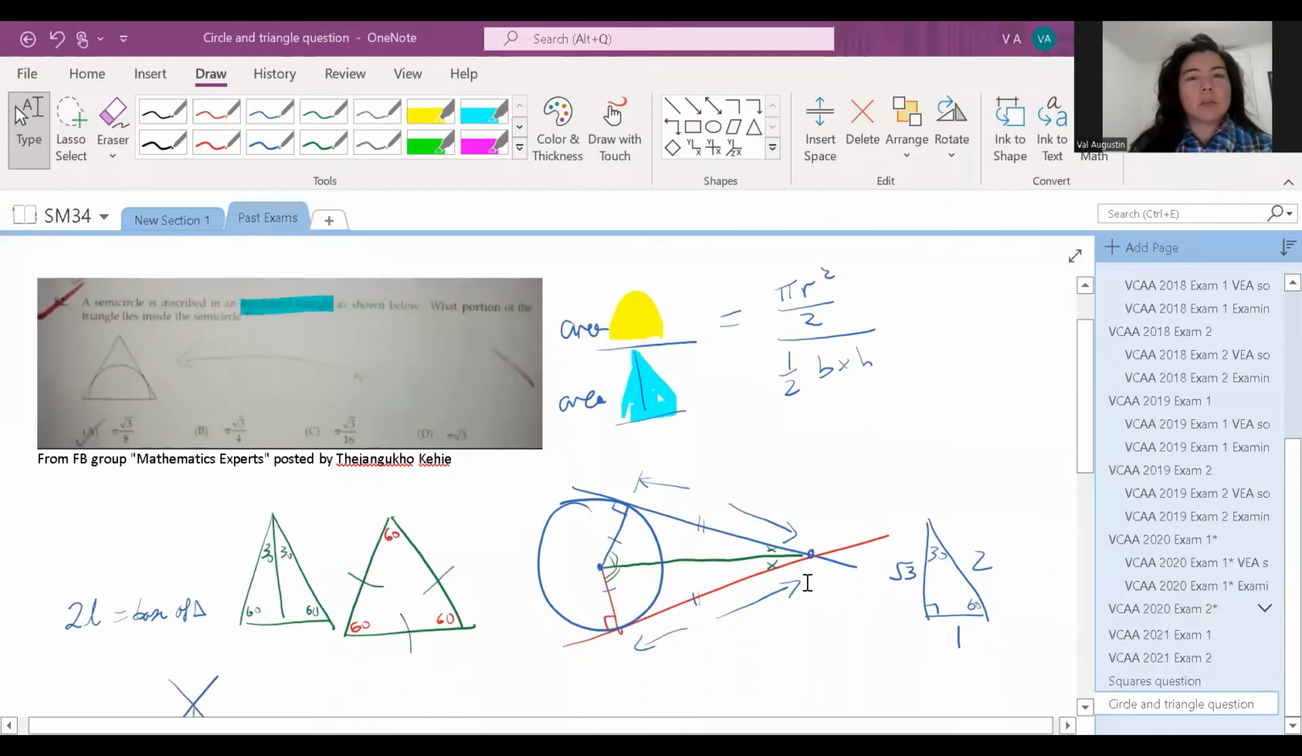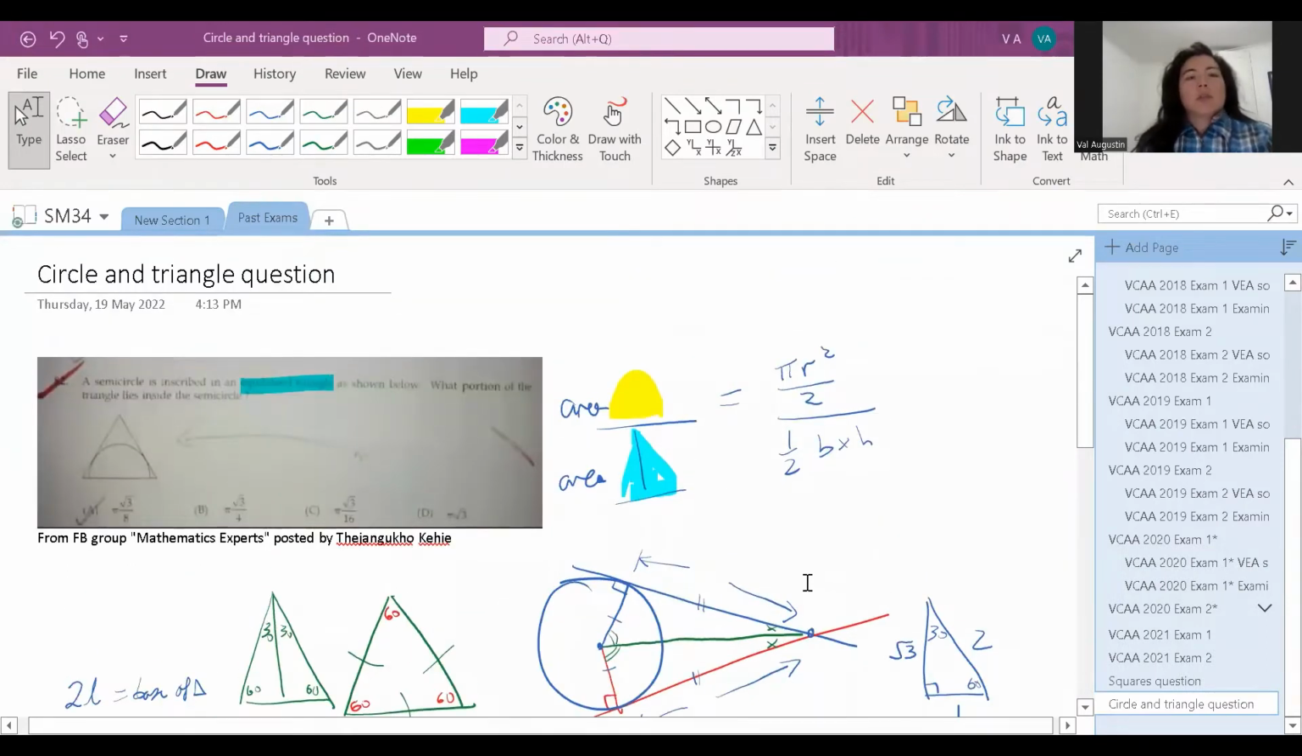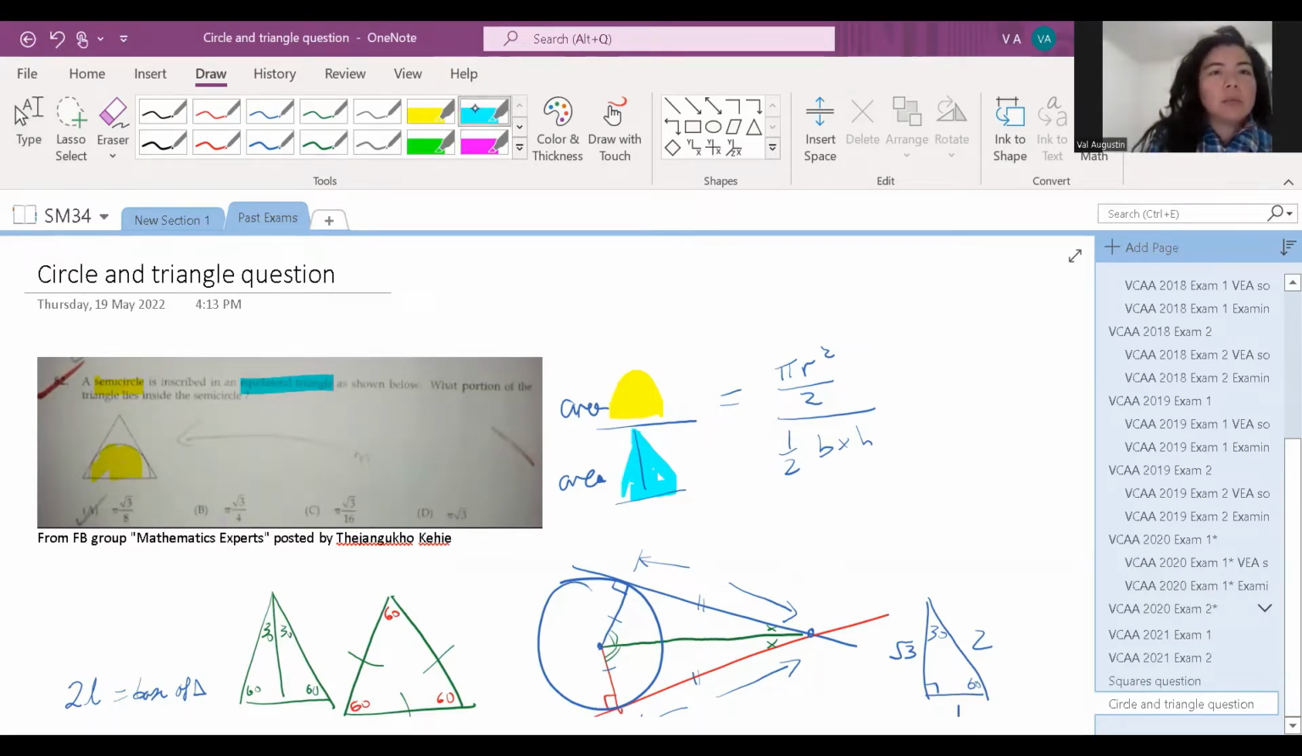All right, so what we're going to do is have a look at the circle and triangle question. This one is definitely a non-calculator question, and you have to do this with a fair bit of background knowledge. So the question says a semicircle, which is this yellow bit here, is inscribed in an equilateral triangle, which is the blue triangle here, as shown below.